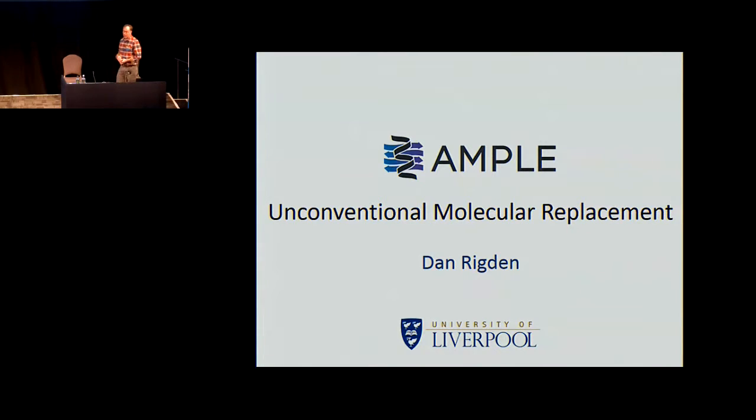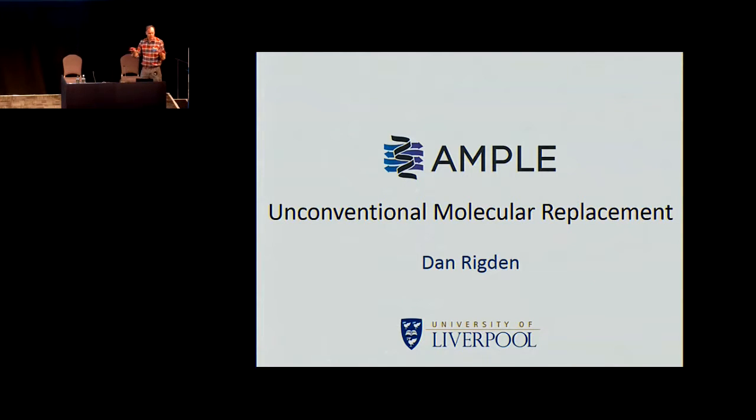AMPLE is our molecular replacement pipeline. We call it unconventional molecular replacement. And what it's about really is exploiting bioinformatics methods, particularly structural bioinformatics methods, to extend the reach of molecular replacement to ever harder cases. So cases where there's a homologue but it's very divergent to yours, or even completely novel folds.